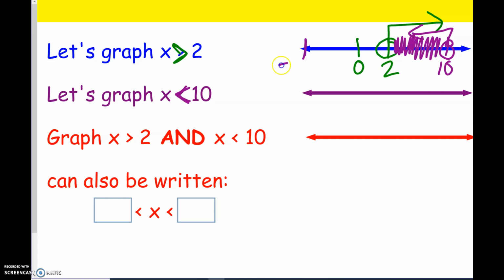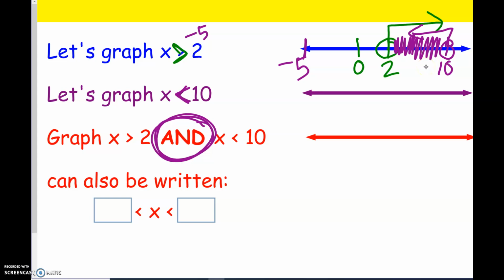Because if I pick this number down here, -5, does -5 work for the first one? Is -5 bigger than 2? No, it's not. It works for the second one, where any number less than 10, but it doesn't work for the first one. And because this is an AND problem, the number has to work for both situations. So that's why we write it this way.